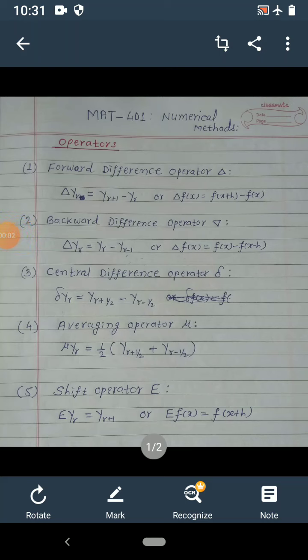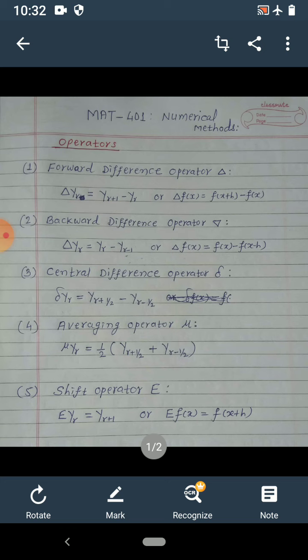In previous lectures, we have seen forward difference operator delta, backward difference operator del, and central difference operator small delta, and how to construct their difference tables. Now we shall see one more operator, that is mu, and another is shift operator E.